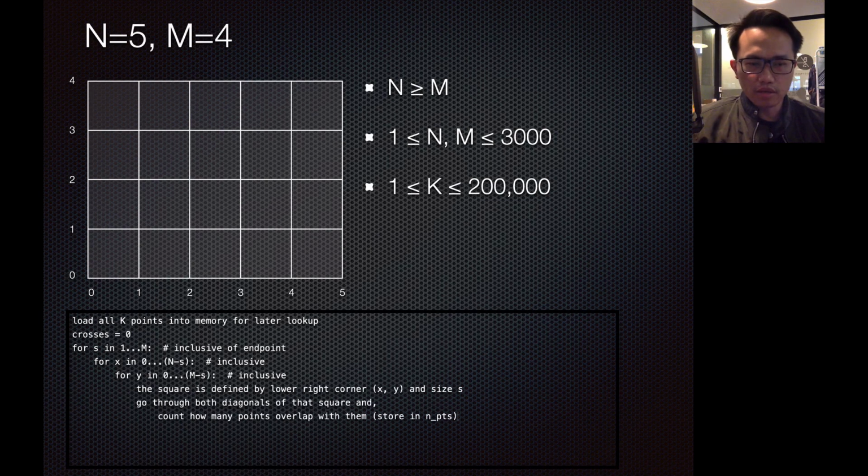So the pseudocode is this. It's conceptually very simple. You loop S from 1 to m, that's the size of your squares, and then you go through every single point on the n by m grid as the lower left corner, and then you examine the diagonals and count the points until you find one that covers all k points, and then you add 1 to crosses and then print crosses.